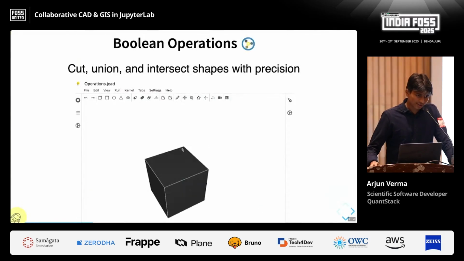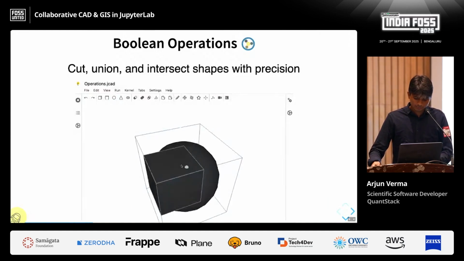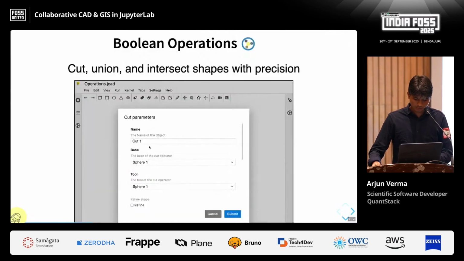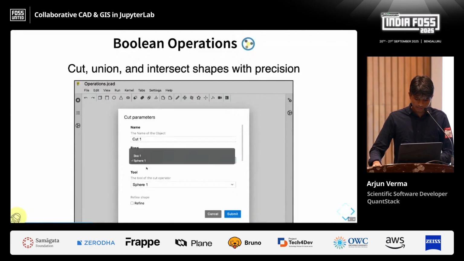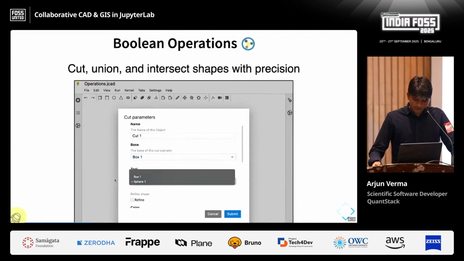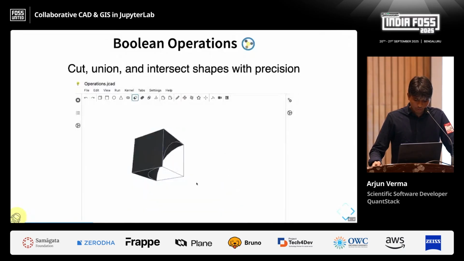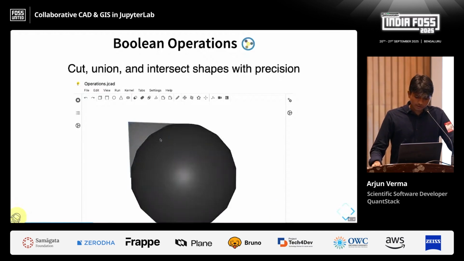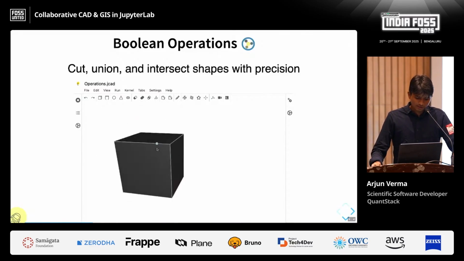So you can do Boolean operations and other geometrical operations that you do in FreeCAD or any other CAD application. So if I add a sphere, and I would like to cut my box with a sphere, I would just select both of these two and select the option to cut. I would select base as box and tool as sphere and submit it, and now my box has been cut with the sphere. So you can notice the void that's been created over here, and you can do union, you can do intersection, and similarly you can do fillets and chamfer as well.